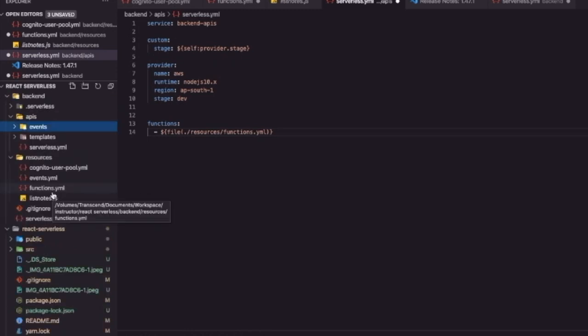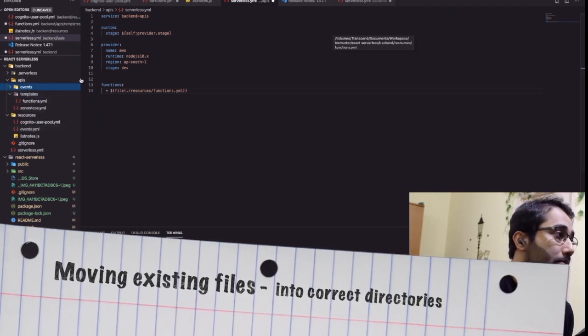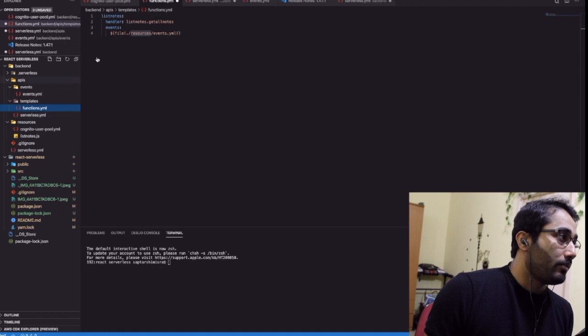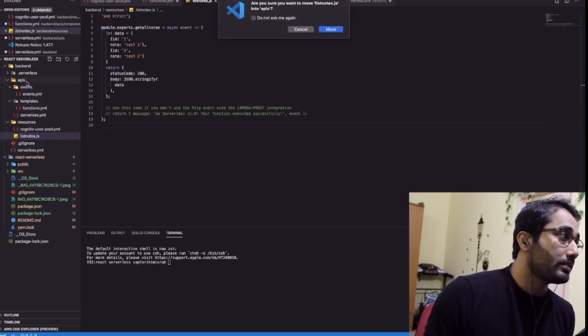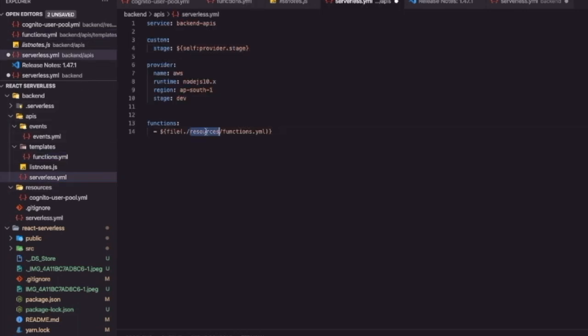Okay, let's talk about the next step of our refactoring process, and in this step we are going to be moving the functions.yaml inside the templates directory. It's moved inside templates, and then events is going to be moved inside the events directory. And if we come back here, functions.yaml actually refers to the Lambda function which is called listnodes.js. So we are going to be putting this inside the APIs. Okay, one more thing we have to do here is that there is nothing called resources directory, and this particular file needs to be called events, and when we are referring to the function it has to be templates.